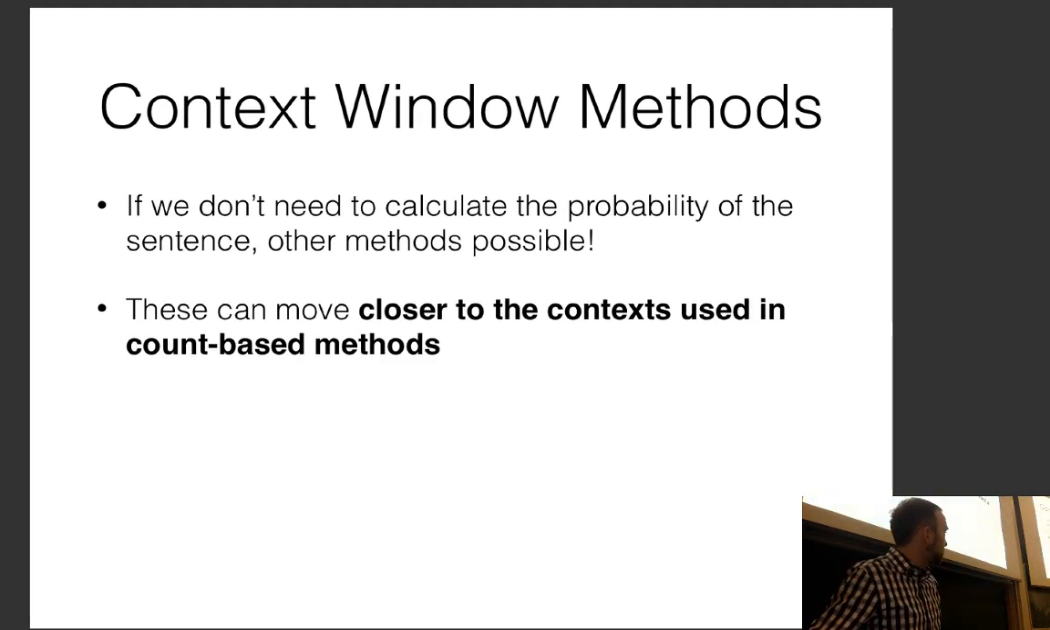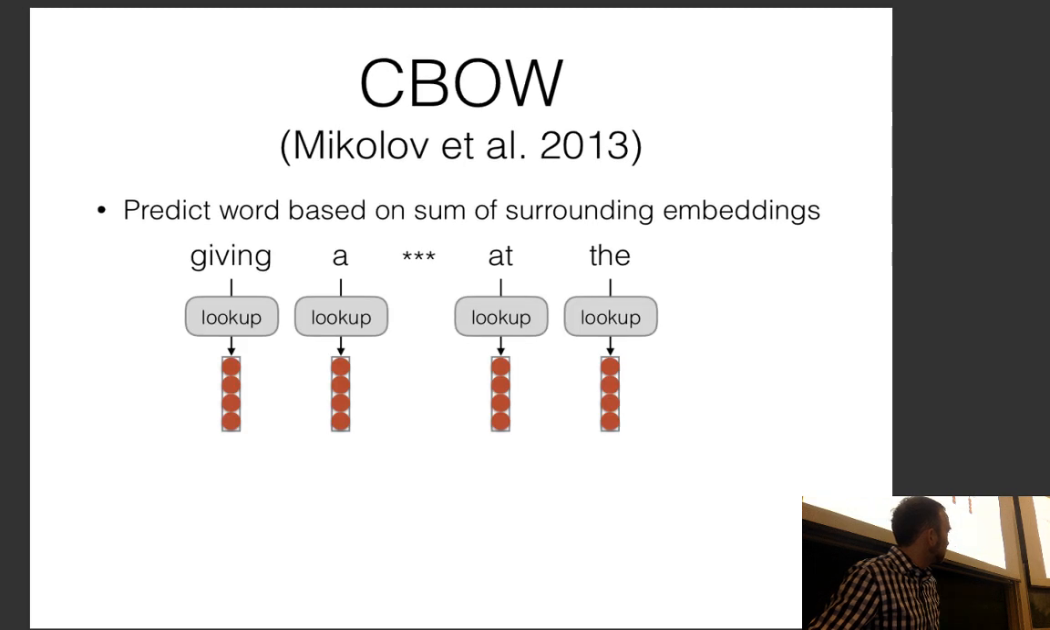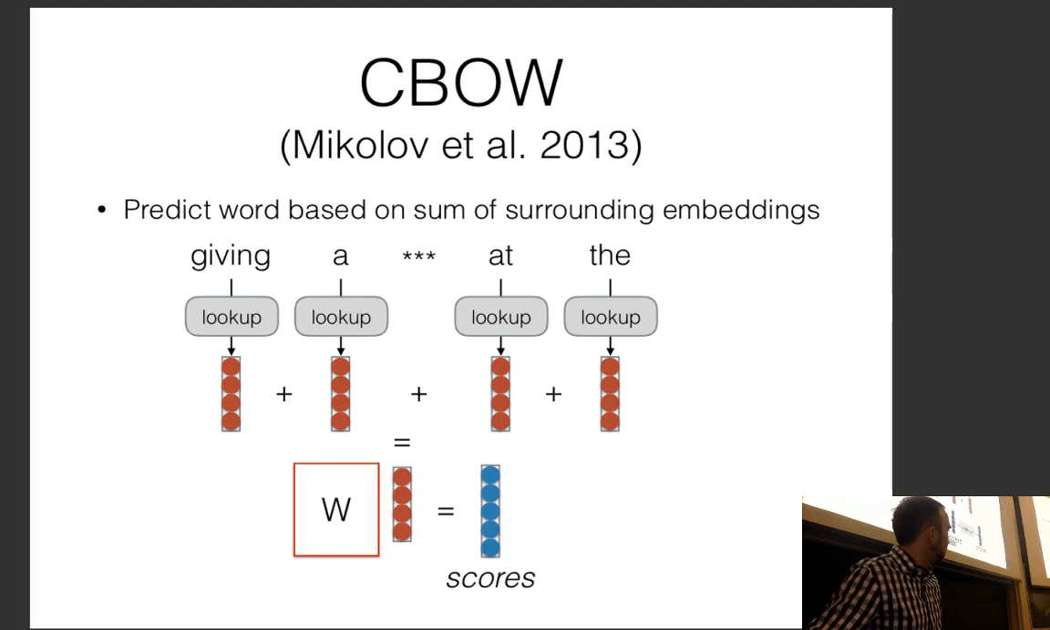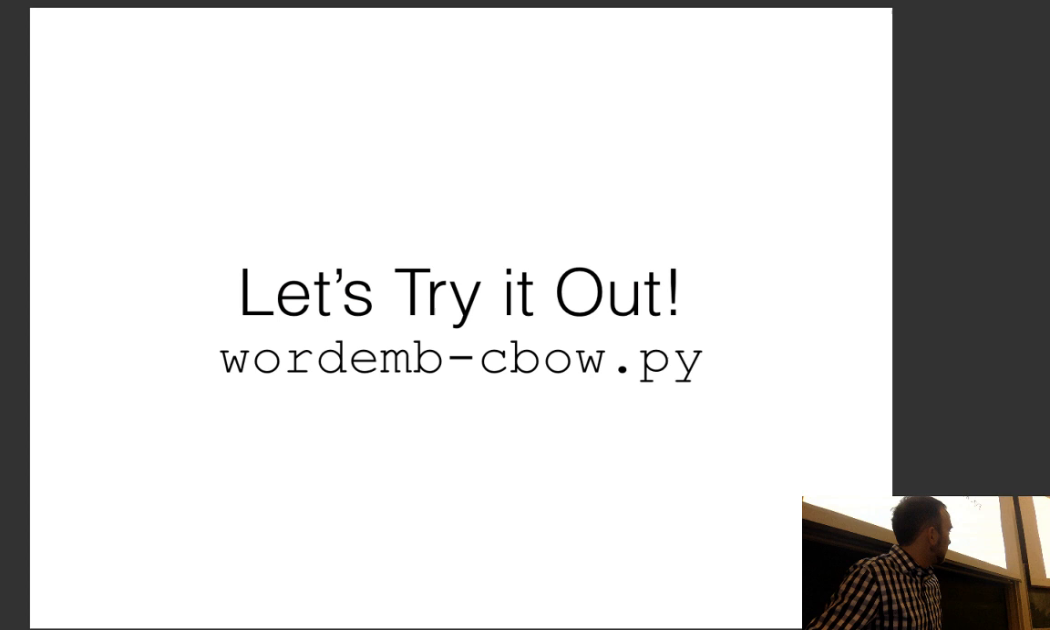So as I said, this moves us closer to the context using count-based methods and are used in Word2Vec, etc. And the CBOW model basically predicts the word based on the sum of the surrounding embeddings like this, as you saw in the reading, but maybe a visual explanation is clearer. Then you might or might not take a softmax and calculate scores and get probabilities, and get a loss function. And I have an example of this in the code examples if you want to take a look.